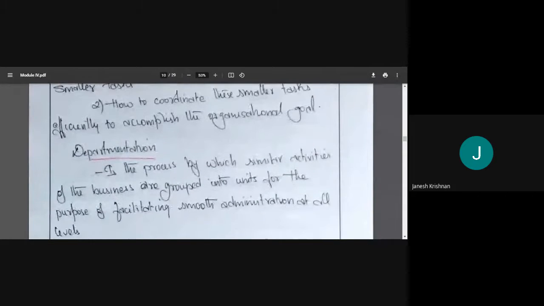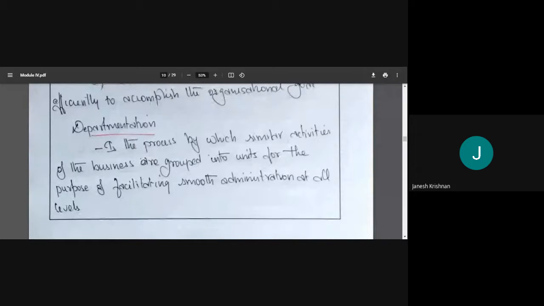Okay, so departmentation is what we have said earlier. It's the process by which similar activities of the business are grouped into units for the purpose of facilitating smooth administration at all levels. So what is departmentation? The process by which similar activities of the business are grouped into units for the purpose of facilitating smooth administration at all levels.